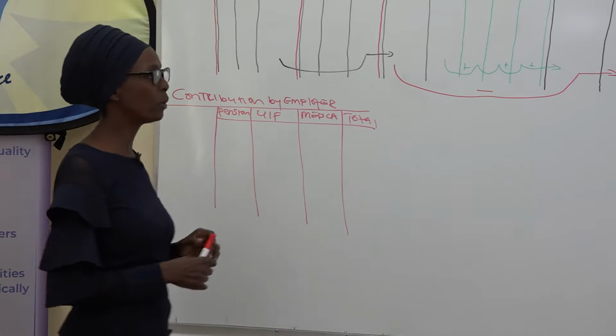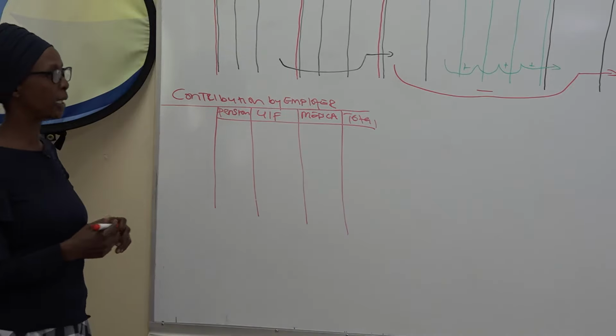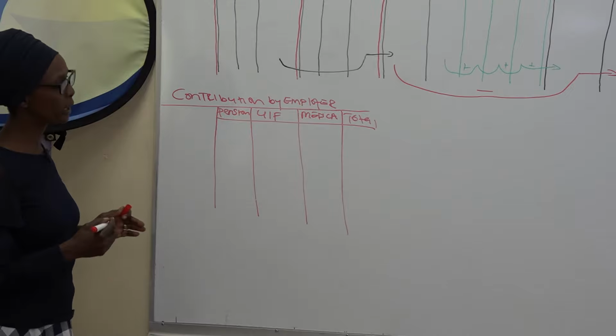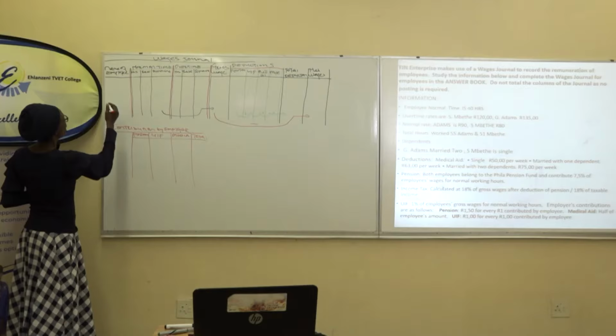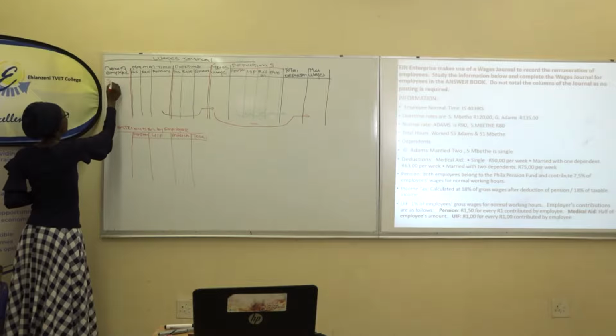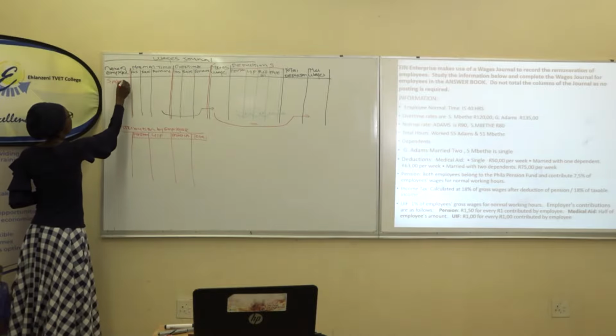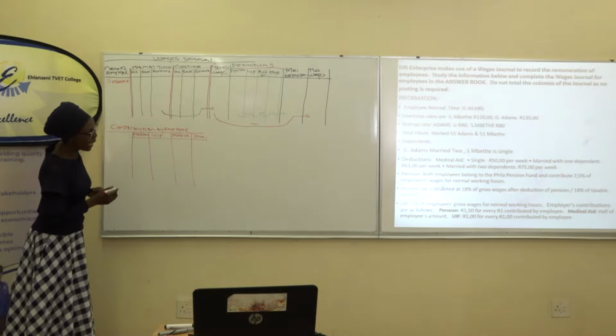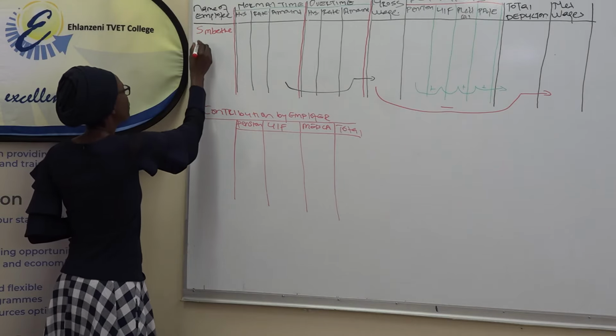Okay, let's do the exercise. Firstly, we have to list the employees. We've got S. Mbete. Then the next one is G. Adams.